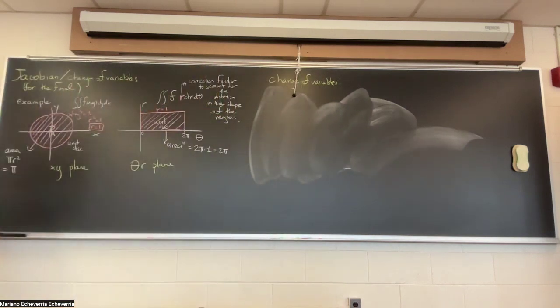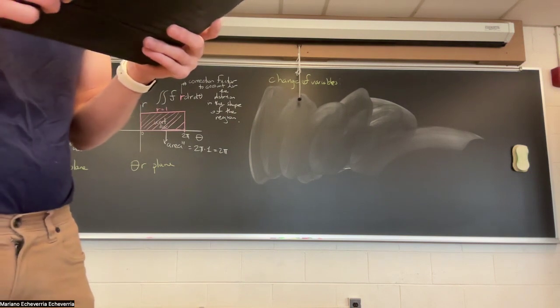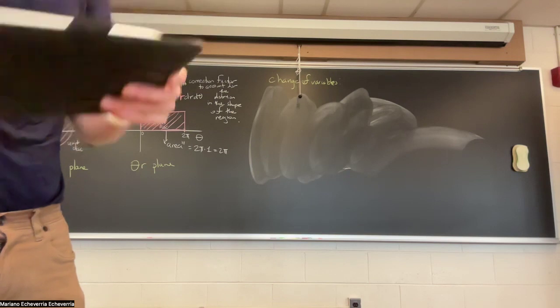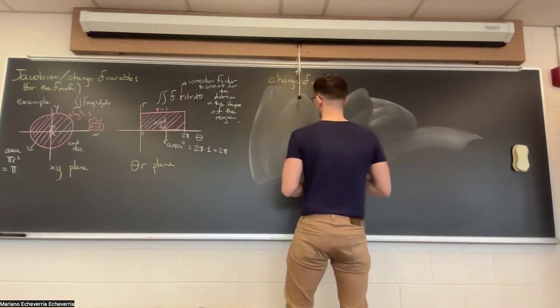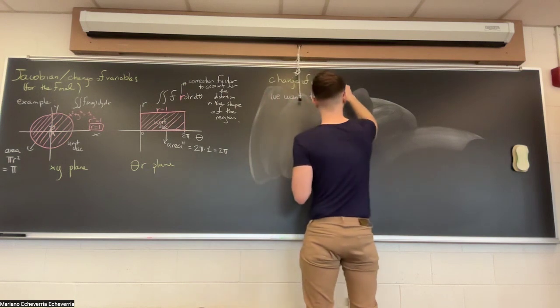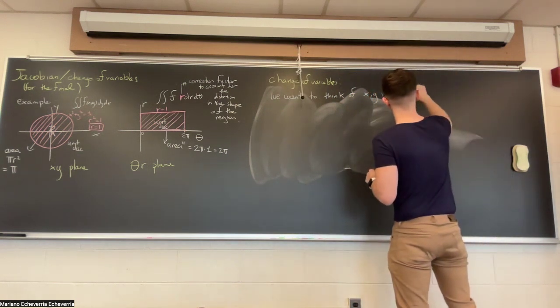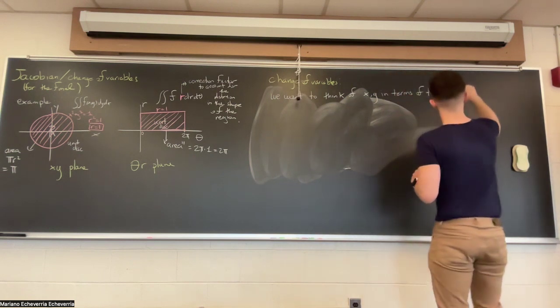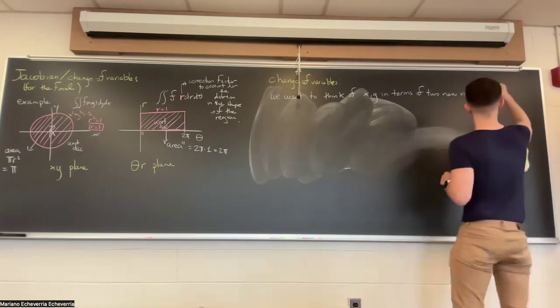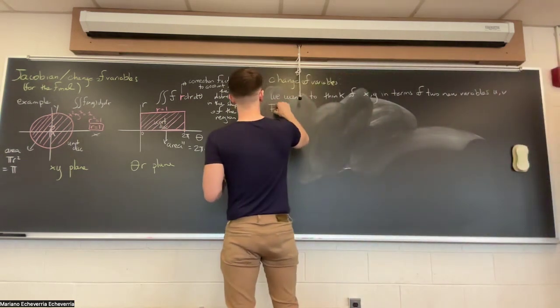So the idea is that you have a change of variables where we're going to think of X and Y being given in terms of two new variables, U and V. For example, like the one that I just showed you on the animation.